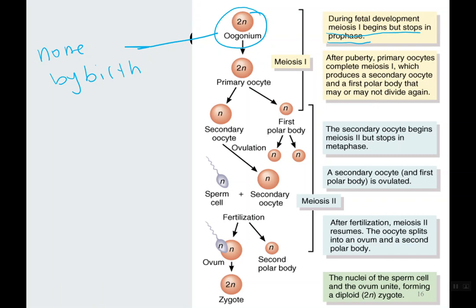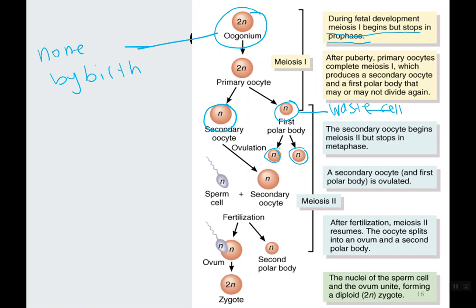And then after puberty, with the release of follicle stimulating hormone, primary oocytes complete meiosis 1, which produces a secondary oocyte, and this is the one that's going to become an egg, and the first polar body, and this is functionally a waste cell. So it doesn't get used for reproduction at all. It typically just goes away. It dies. The polar body may or may not divide into 2 additional polar bodies, but again, if it does, they are not for anything.